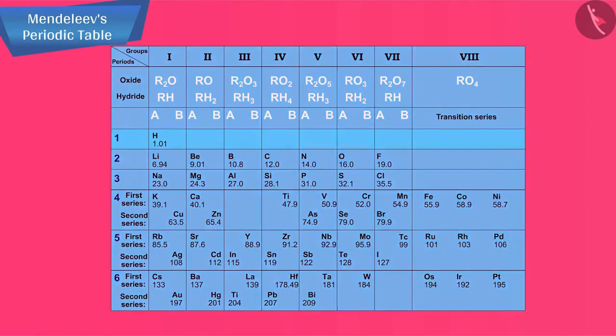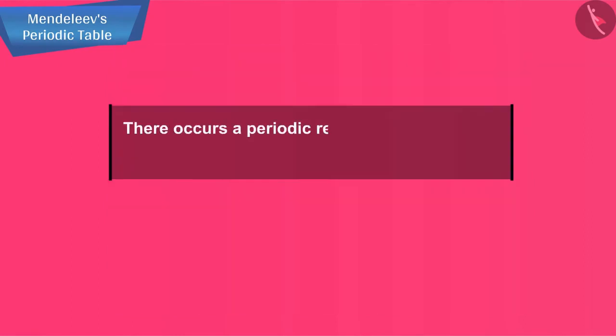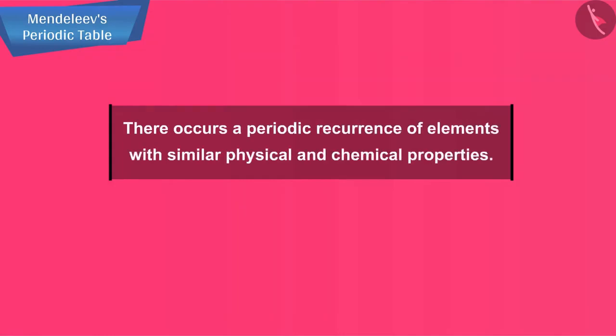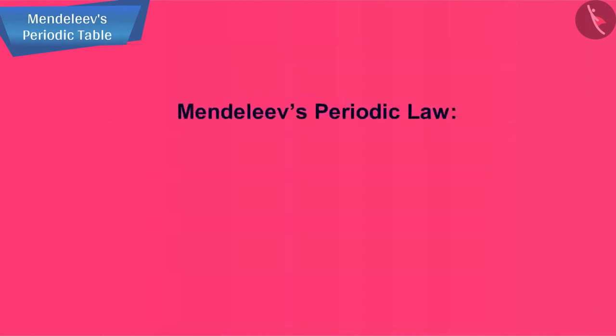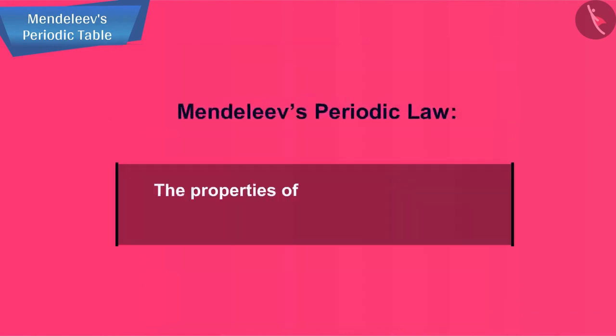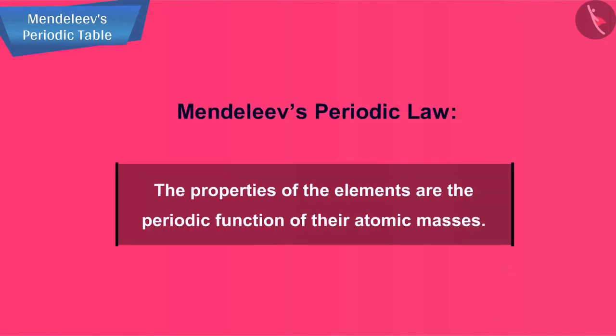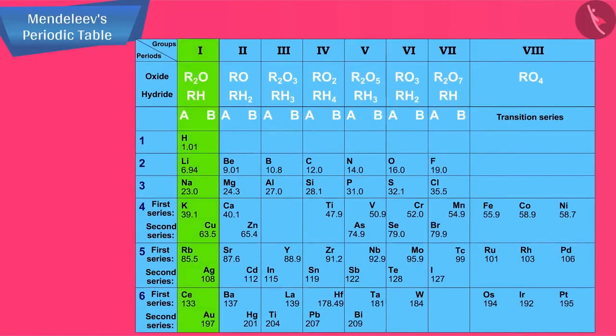It was also observed that there occurs a periodic recurrence of elements with similar physical and chemical properties. Therefore, he stated his periodic law. According to Mendeleev's periodic law, the properties of the elements are the periodic function of their atomic masses. Mendeleev's periodic table contains vertical columns called groups and horizontal rows called periods.